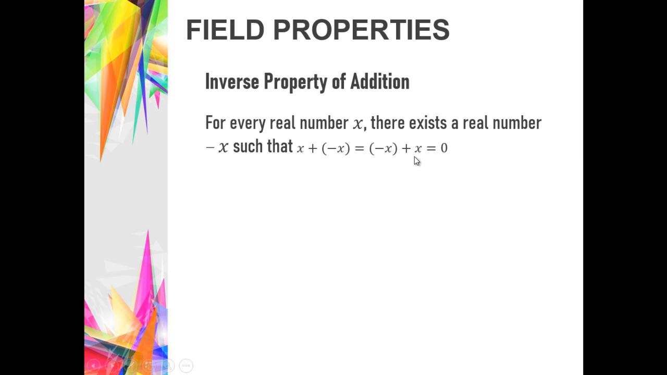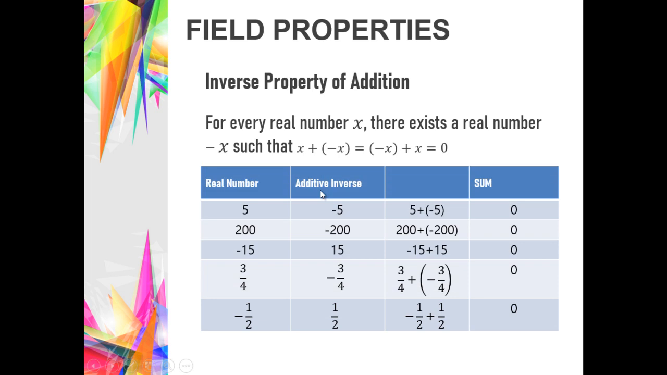So how do you get the additive inverse of a given real number? Let's take a look at this table. For example, you are given the real number 5. Its additive inverse is negative 5. When you add 5 plus negative 5, that is equal to 0. So that is the sum. When you are given a real number 200, its additive inverse is negative 200.